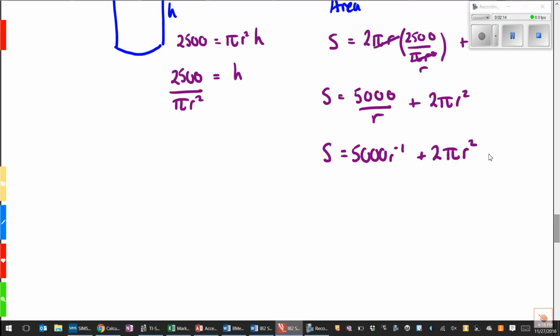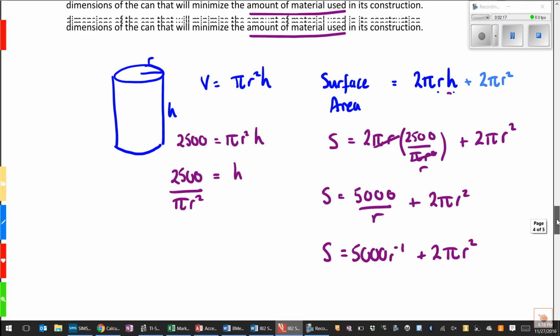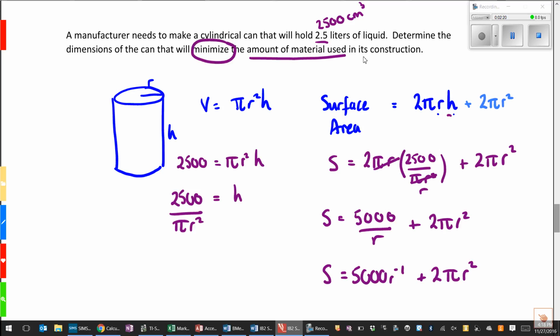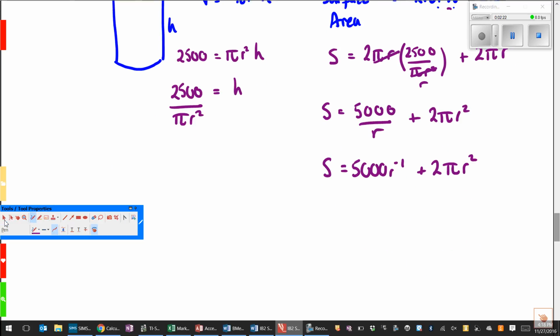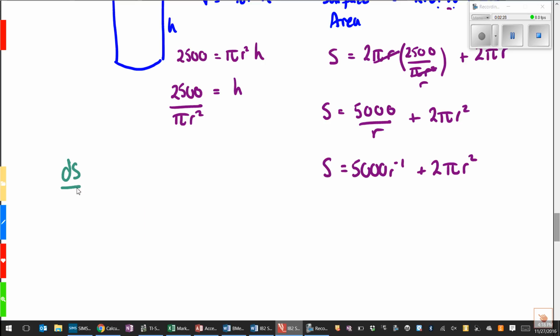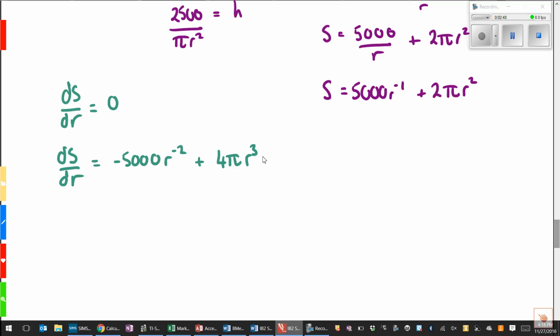Now we are being asked to minimize the amount of material used, so we are going to have to solve the differential equation again. That differential equation will be ds dr equals 0. So first of all, ds dr equals, so we've got minus 5,000 r to the minus 2 plus 4 pi r cubed. Okay, so I need to solve that equaling 0, and I'm going to do that on my calculator.